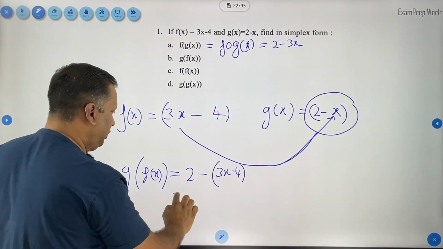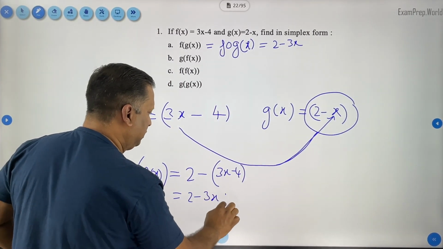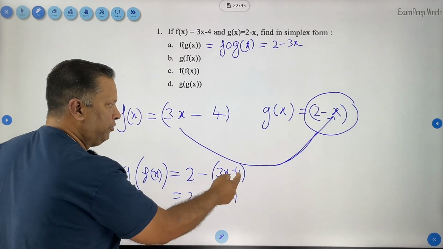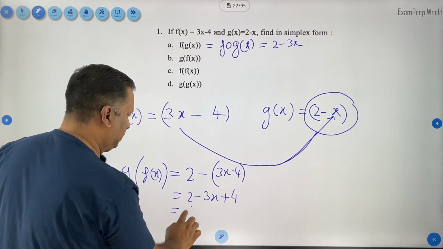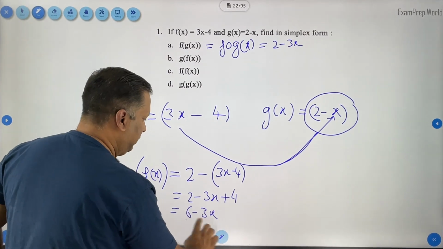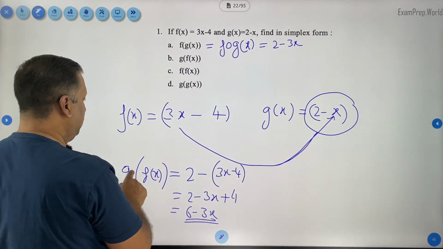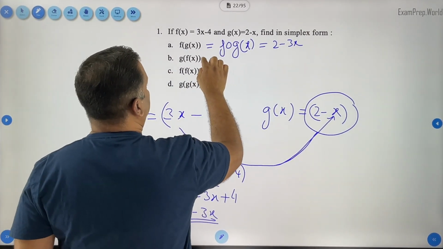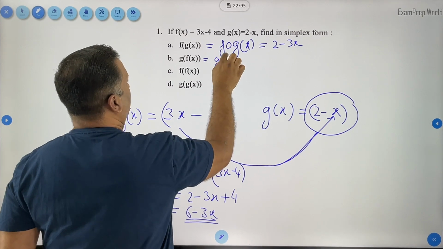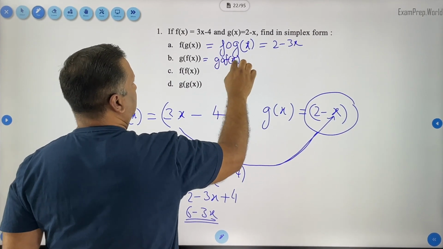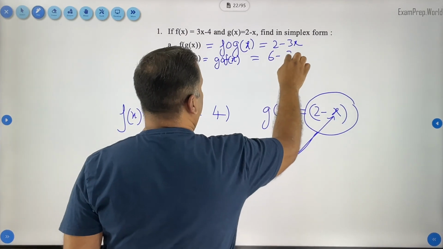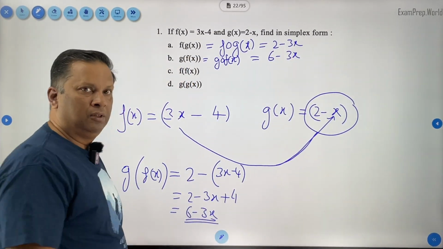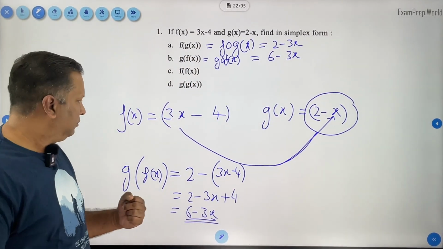Okay. So what does it become? 2 minus 3x plus 4. See, negative of minus 4 is plus 4. Okay. So it is 4 plus 2, 6. 6 minus 3x. So what is g of f of x? It can also be written as g o f of x. What value did we get? 6 minus 3x. I hope you are understanding, right?